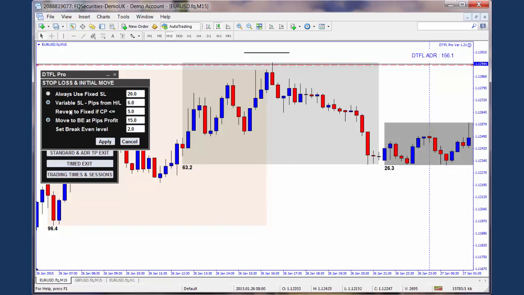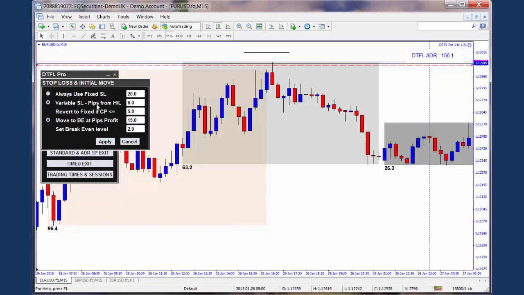Run over them again. So there's the fixed stop loss, and you can put any figure in there you want. You really must put a figure in there, because even if you're not using a fixed stop loss, if you're using a variable stop loss, there is a possibility that the variable stop loss won't be applied in certain circumstances, and the variable stop loss will revert to fixed stop loss. So you need to have something entered here. That's the fixed stop loss.